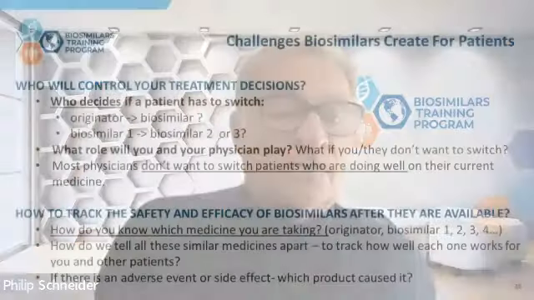And finally, the lower price is due to competition. The more biosimilars on the market, the more the originator product must drop its price in order to compete. And so this may result in reduced out-of-pocket costs for patients.